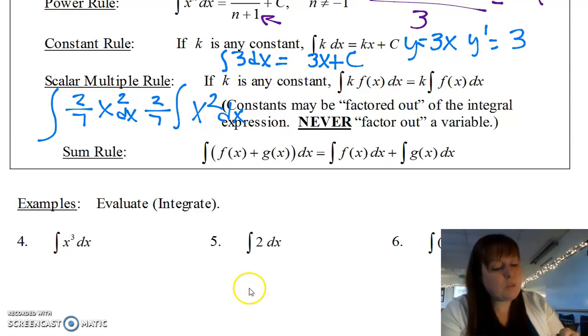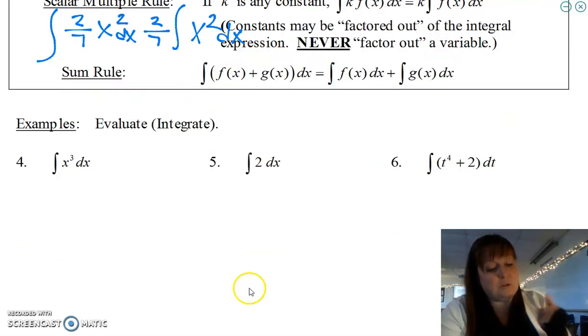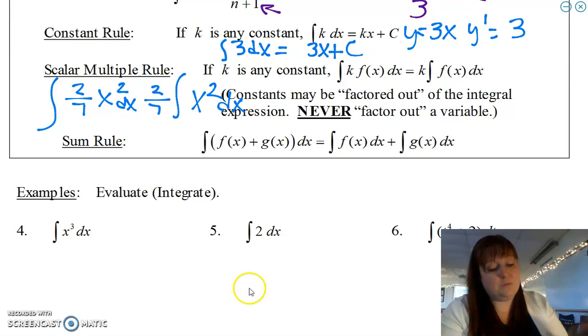And the last rule that we're going to talk about before the next video is the sum rule. Oh, actually, really quick, never, ever, ever factor out a variable. Ever, ever, ever. Okay, last one.